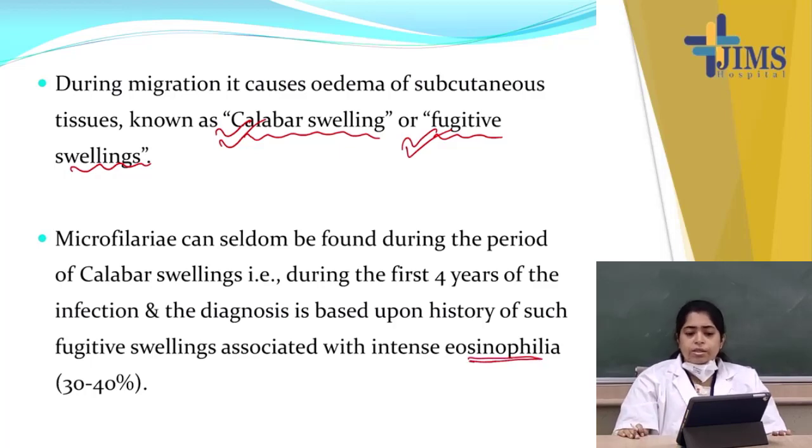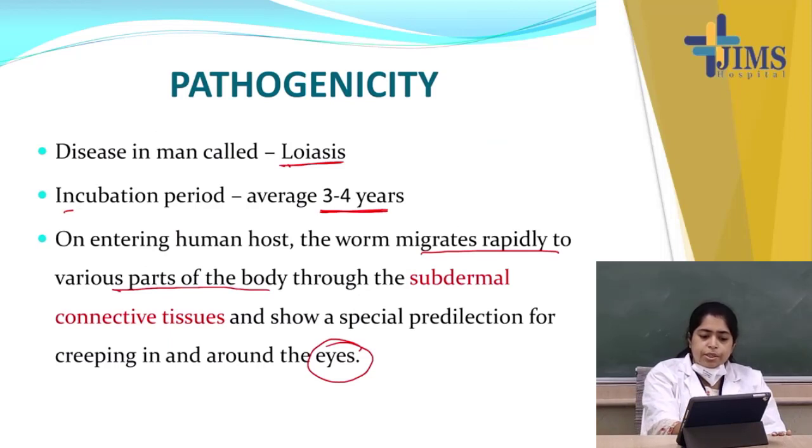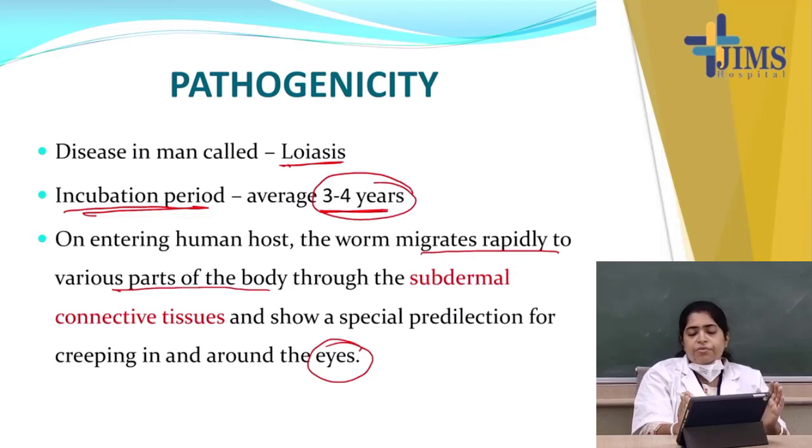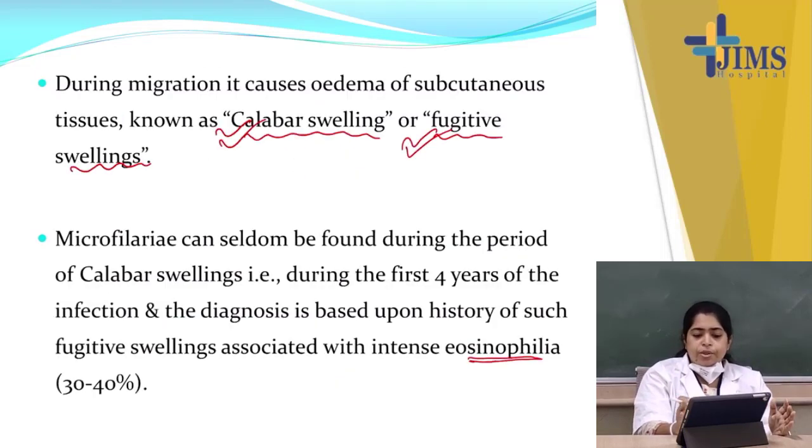During the first 4 years, the incubation period itself is 3 to 4 years. So within this first 3 to 4 years, we cannot find microfilaria on blood examination. So how will we diagnose loiasis? We can suspect loiasis on the basis of this Calabar swelling or the fugitive swellings, based on this history. And we will also find intense eosinophilia, so we can diagnose that the person is infected with Loa loa.